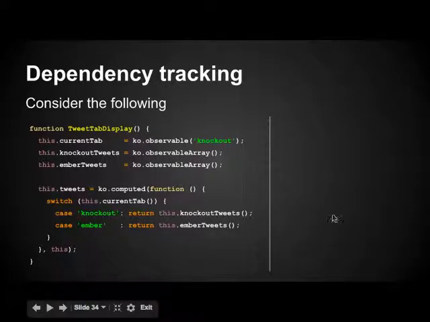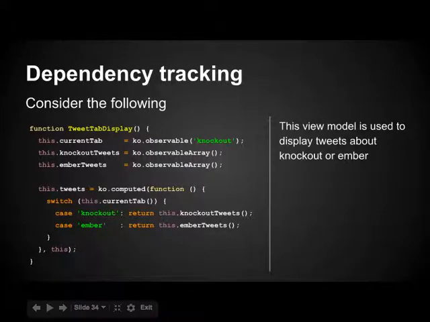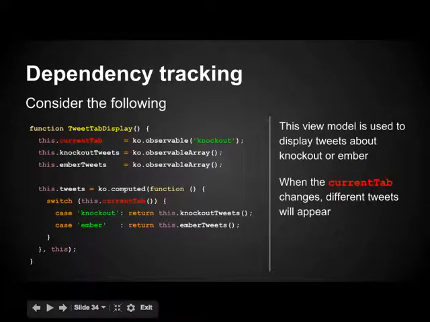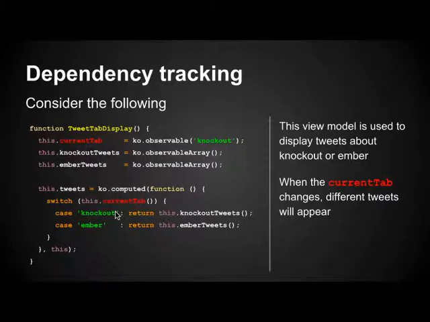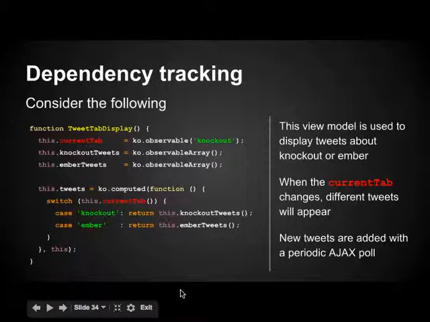So here's another example just to illustrate that. This view model is used to display tweets about either Knockout or Ember. This current tab here specifies which tweets we're going to display, and it also drives the UI saying which tab to highlight. And our UI polls a service to pull the latest tweets from Twitter that are related to Knockout or Ember.